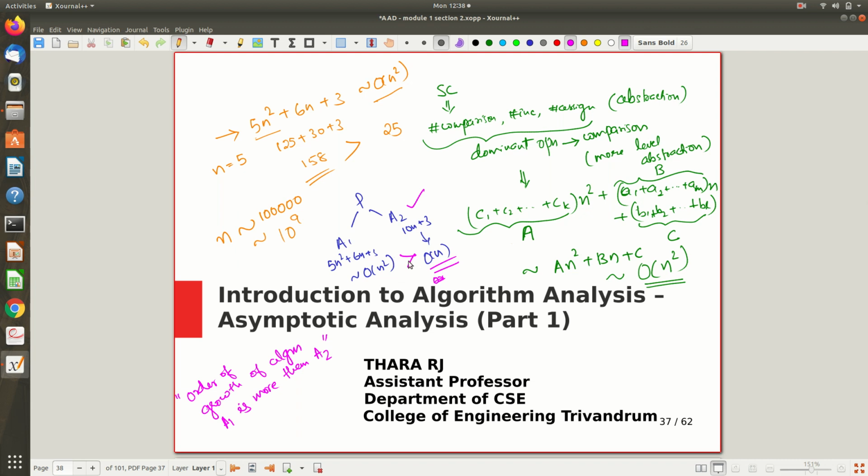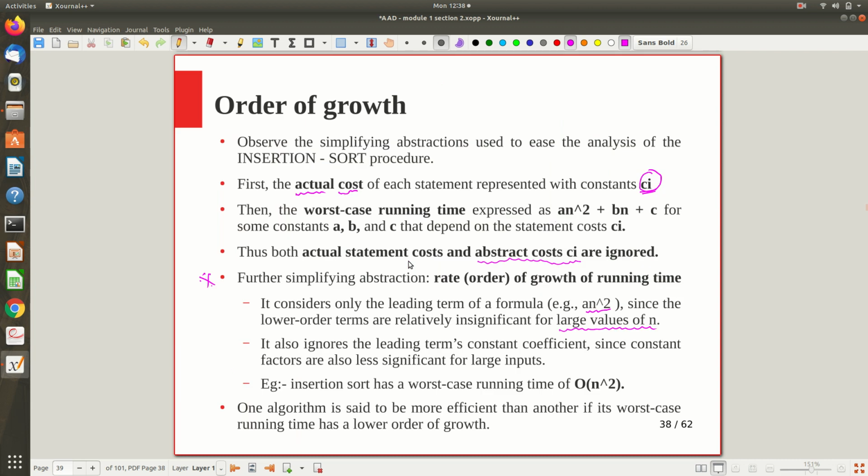That kind of comparison is what we are doing ultimately, and for that, this kind of abstraction helps a lot. So do the analysis for large values of input size n only, where you can focus on the dominant term, or let me call it the leading term. Just focus on the leading term. That is the first point.